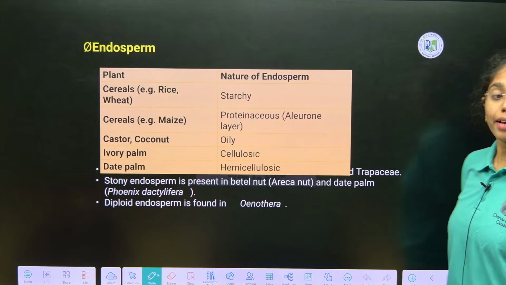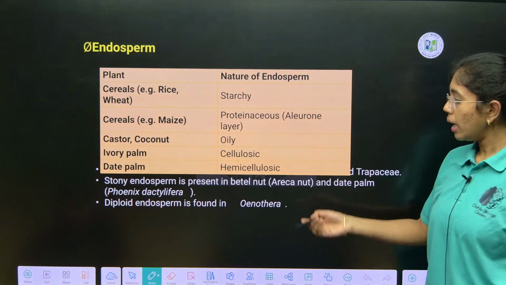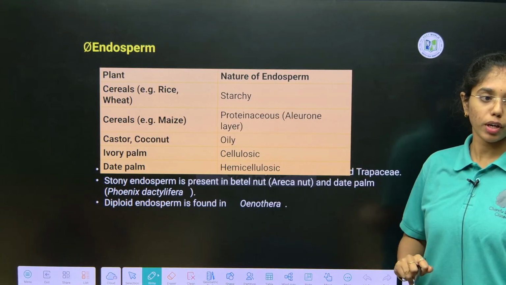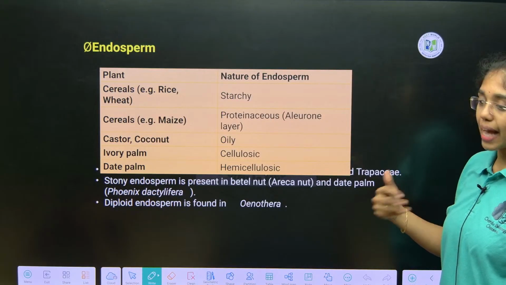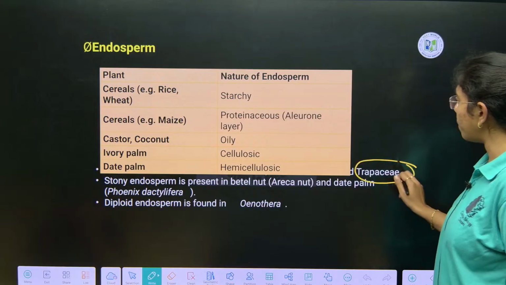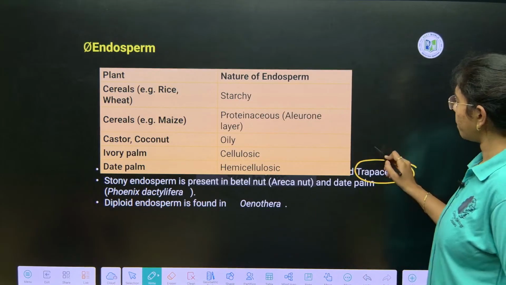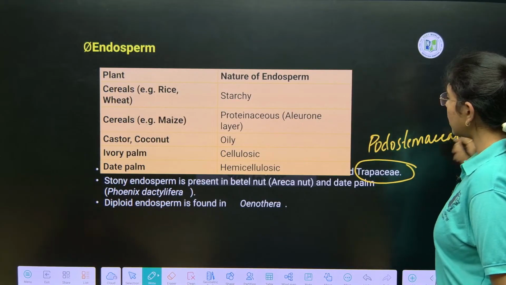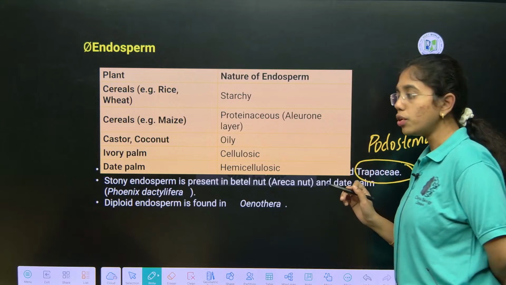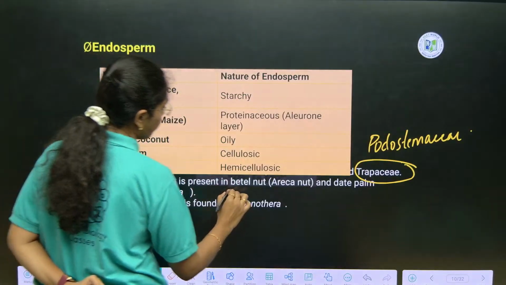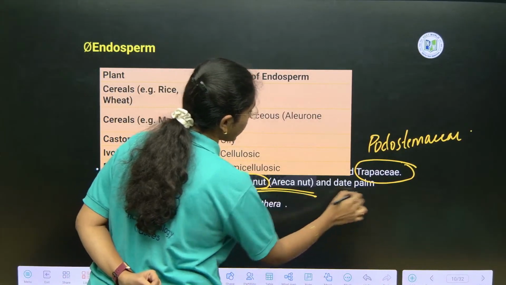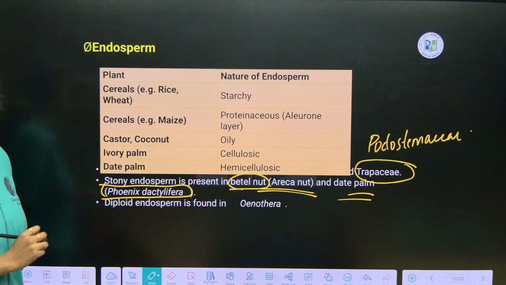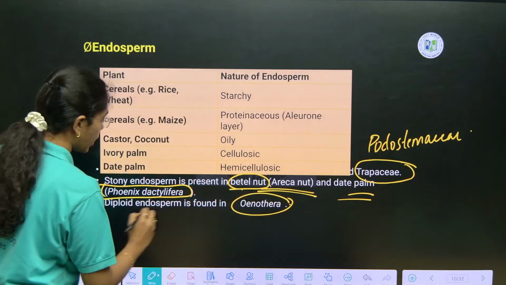Here we go. Types of endosperms based on ploidy, based on the stony endosperm, and based on the composition of endosperm. In a few families, endosperm is absent, like Podostemaceae and Trapaceae. These are the families where endosperm is absent. In a few you will see stony endosperm, for example in betel nut, that is areca nut, and in date palm, that is Phoenix dactylifera. And in a few plants like Oenothera, the endosperm ploidy will be diploid.